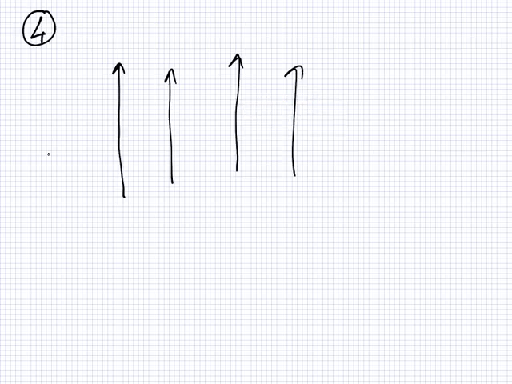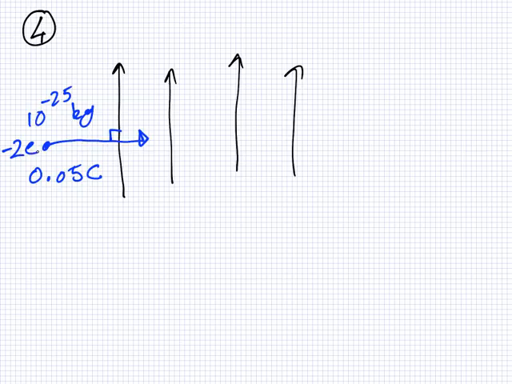So a particle enters a magnetic field at that speed, perpendicular to the field. It doesn't really matter what way you draw it, but I'll just draw the field pointing up. The key thing is that the particle moves perpendicular to it. So the particle is moving this way at a speed of 0.05 the speed of light, the mass is 10 to the minus 25 kilograms, and the charge is minus 2e.